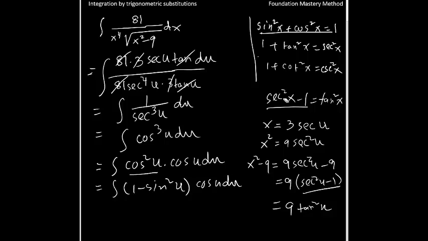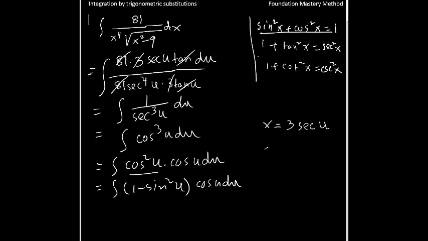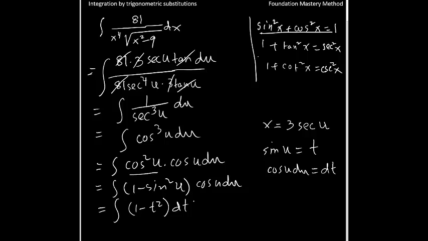Now let us make another substitution. Another substitution is like, say, sine u is t, then cosine u du will be dt. And then we get another substitution where we have 1 minus t squared, and then cosine u du is dt. This brings me a very basic form of integration where the power rule can be applied. So the 1 will give me t, and then t squared will give me 1/3 t to the 3.